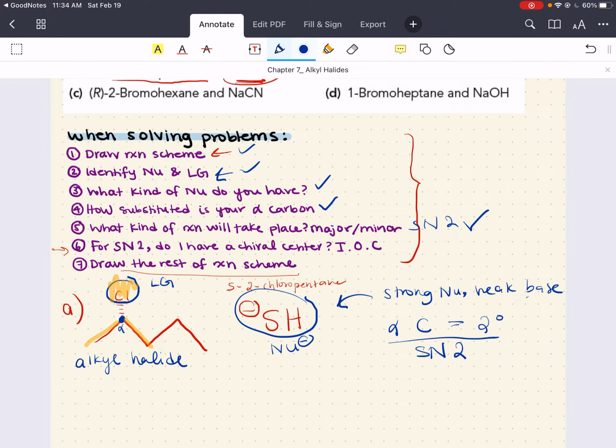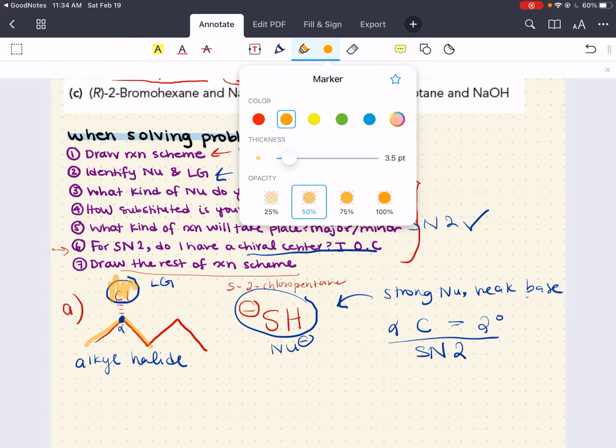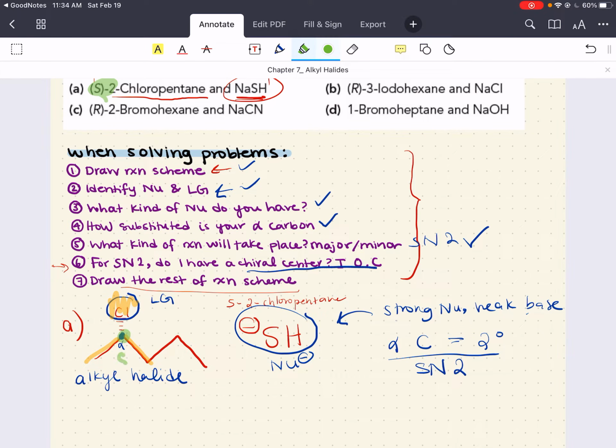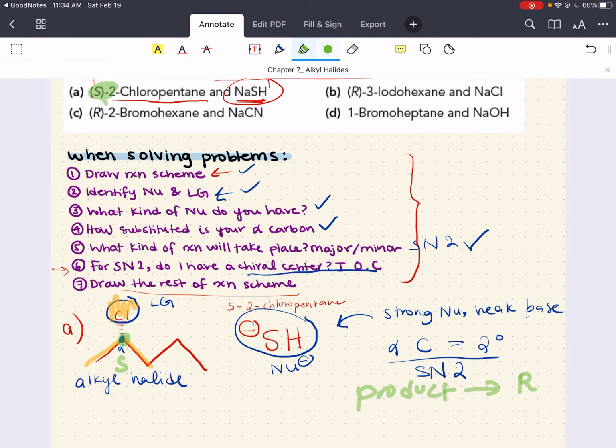Now before we proceed with drawing the reaction, quick question. We know it's SN2. Do we have a chiral center? Because we have to be very careful if we do. The answer to that is yes. Obviously, we have a chiral center. The name of the alkyl halide pretty much told us that, that it's going to be S configuration. That means our product, because SN2 follows inversion of configuration, has to have an R configuration at the chiral center. Guess what? We have all the information we need now to finally draw the reaction mechanism.